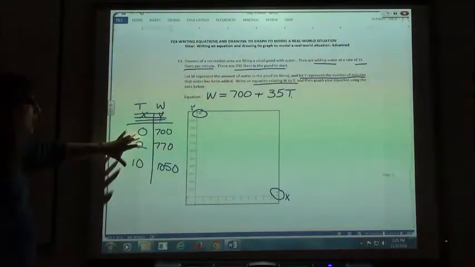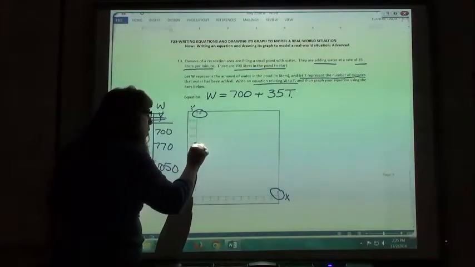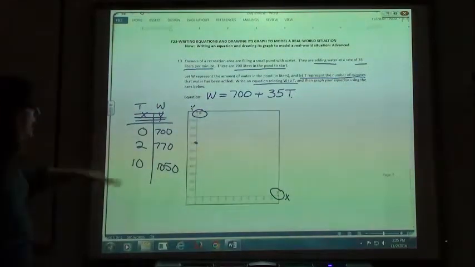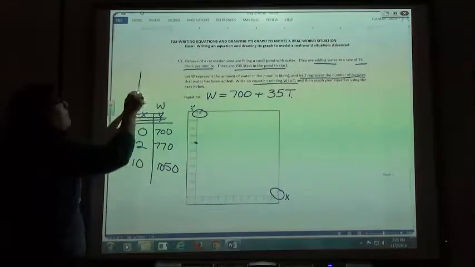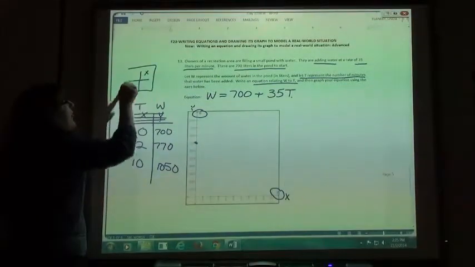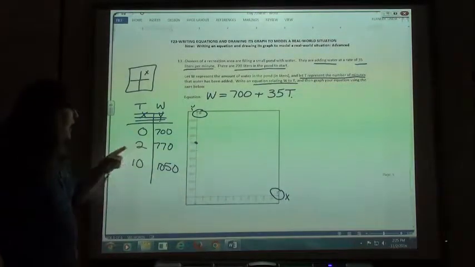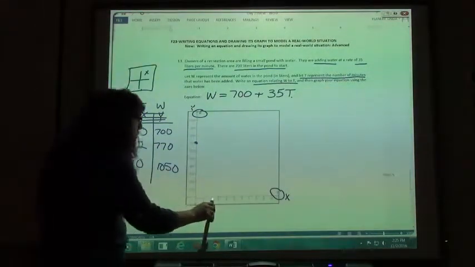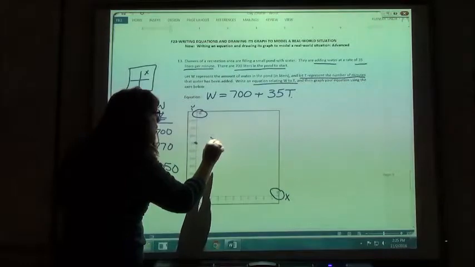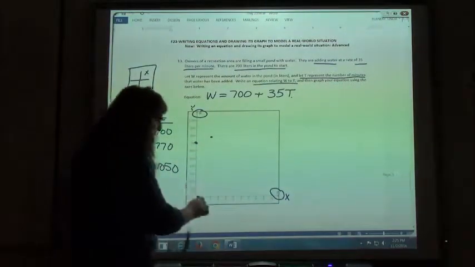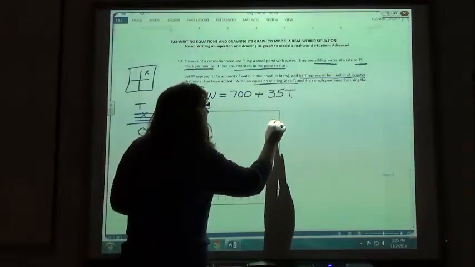On here, you're not always going to be able to just click and plot the point, the 0, 700 you could. But on these other ones, you have to use that plot point tool. You click on that, and it says plot point anywhere, and you type in the ordered pair. We're just going to estimate where they are. 2 is at 770, so it wouldn't be quite up to 800. 10 is at 1,050, so it would just be barely over 1,000.